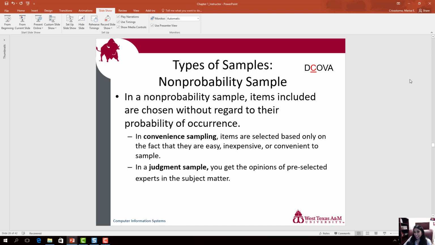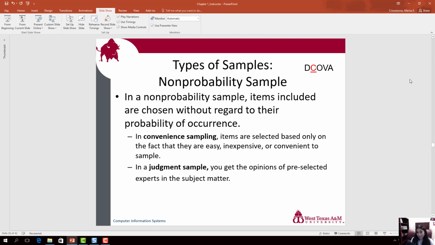An example of convenience sampling would be someone standing outside the grocery store asking if you want to take a survey. That is very convenient for them to do. They don't have to email you or anything like that. You take that survey when you show up. So again, that's very easy.